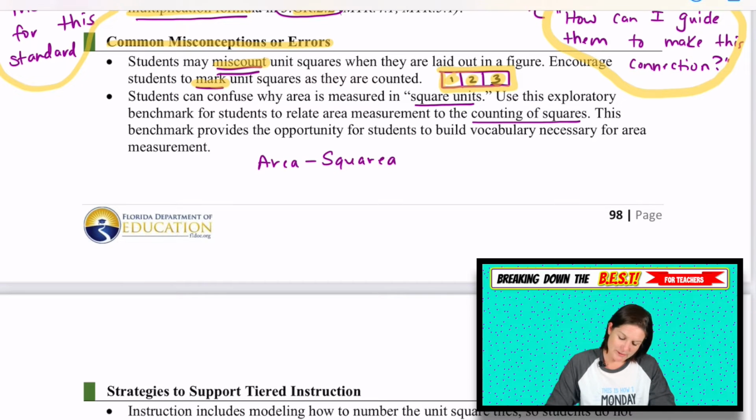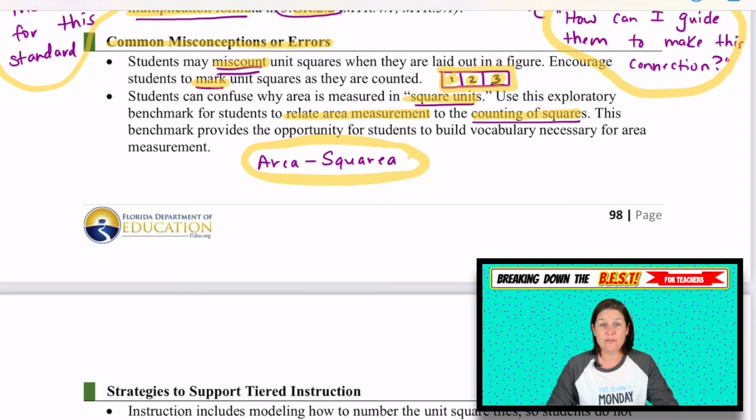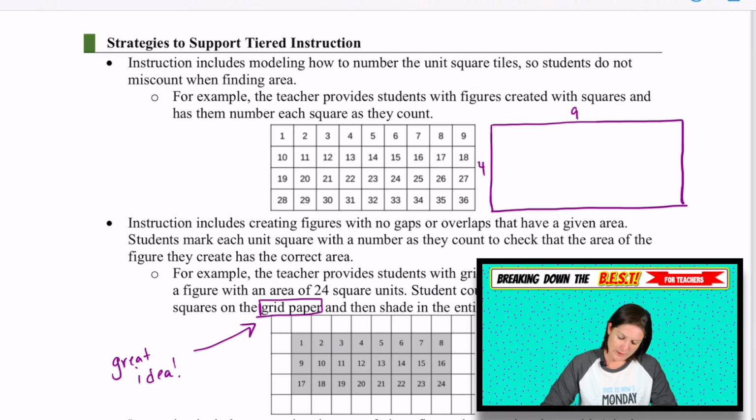Students might be confused why it's called square units, and to keep on making that connection, relating area measurement to counting the squares. And in the videos, you'll hear me say area squarea. Remember that we have to include square units, square centimeters, square feet, whatever it is for the unit. We need to include that in our solution.